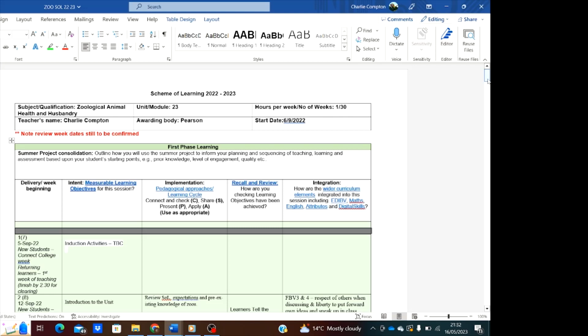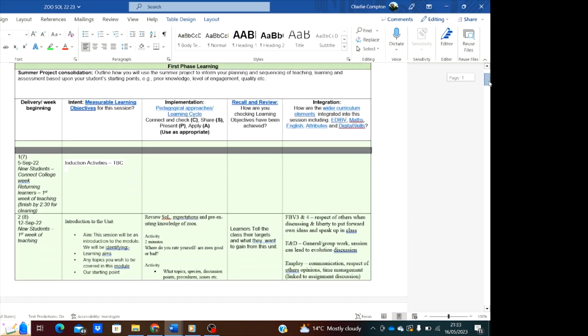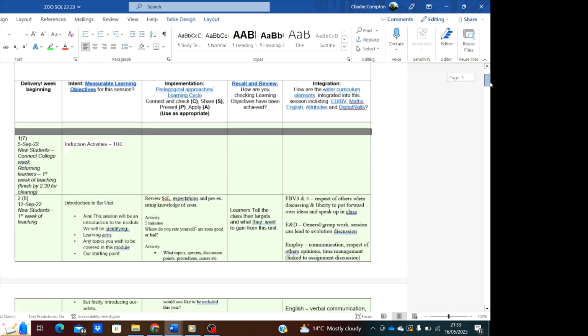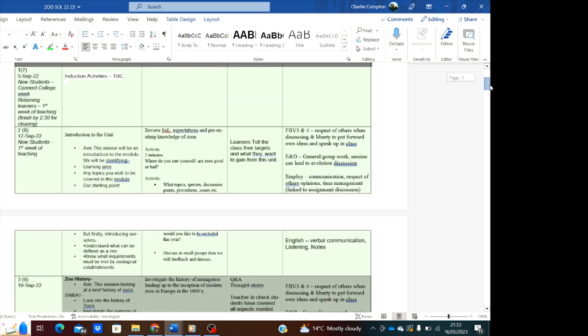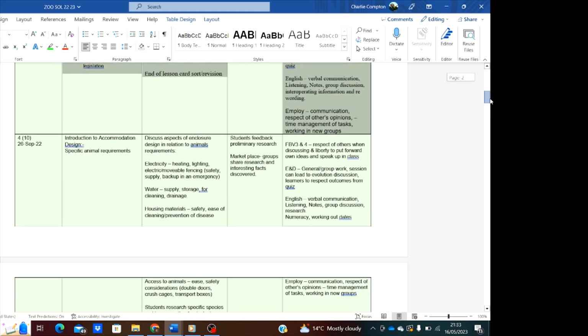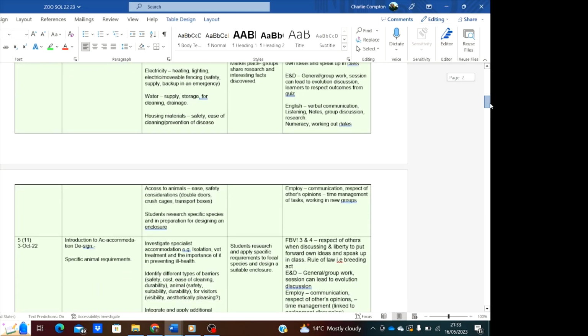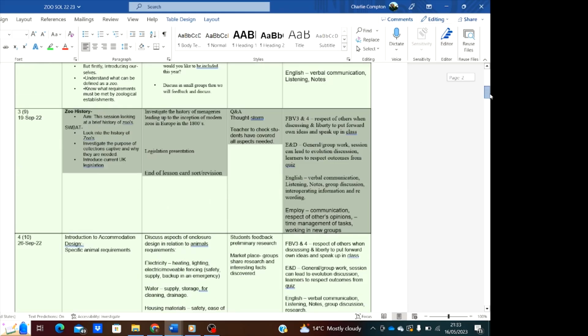of the bits that I'm going to overhaul today, and discuss some of the inclusivity bits that I've added and that I'll be adapting. So as you can see, I'm teaching zoological animal health and husbandry on a level 3 animal management course, and this is the scheme of learning that I used this year, but I pretty much copied and pasted it from the previous year, and I'm going to change the first couple of weeks in this video, and then I'm also going to do the end of the scheme of learning.